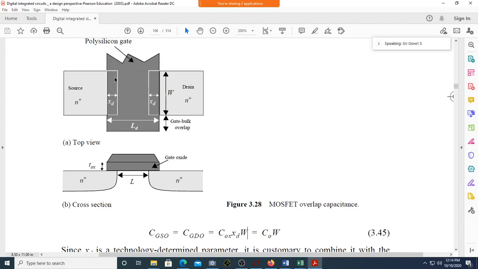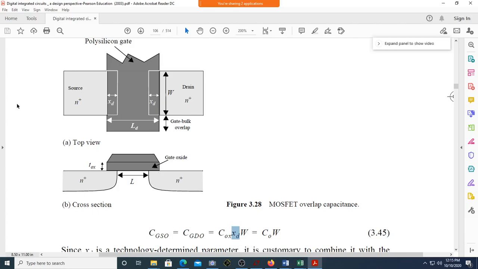So, if you want to find the overlap oxide capacitance between gate and source and gate and drain, we will multiply Cox with the area. Now the area of that overlapping region is XD into W, where XD is the length and W is the width. Especially, the user will not have any control over this XD.